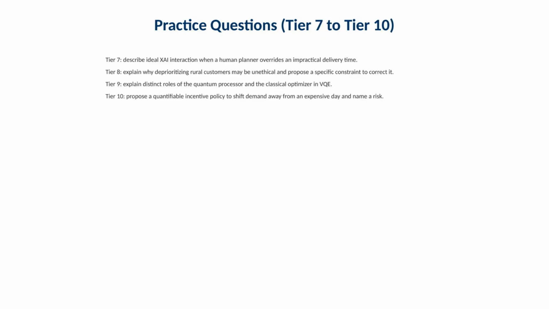These questions connect human oversight, ethics, quantum approaches, and market shaping. For the Centaur interaction, you describe how explainability supports human correction. For ethics, you propose a specific constraint to guarantee fair service. For VQE, you clarify the hybrid roles. And for demand shaping, you propose an incentive policy and recognize a potential unintended consequence.